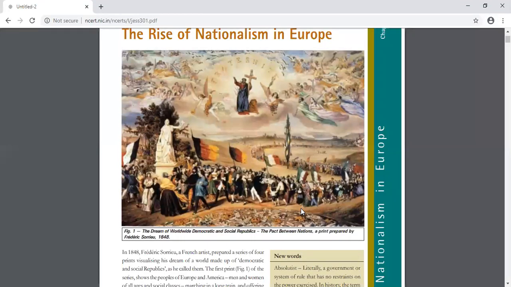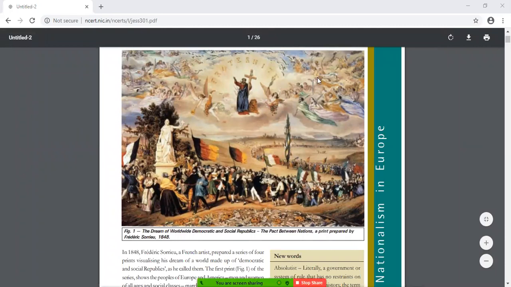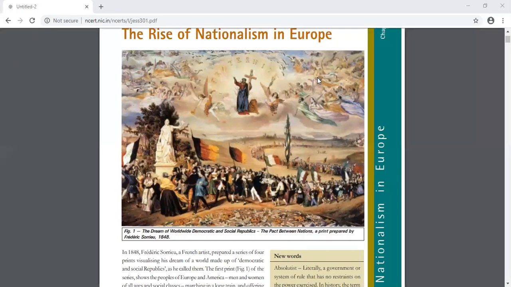And in Sorrieu's vision of society, but it has not actually happened, the people of the world are grouped as distinct nations, identified through their flags and national costumes, leading the procession way past the Statue of Liberty are the US and Switzerland, which by this time were already nation states.